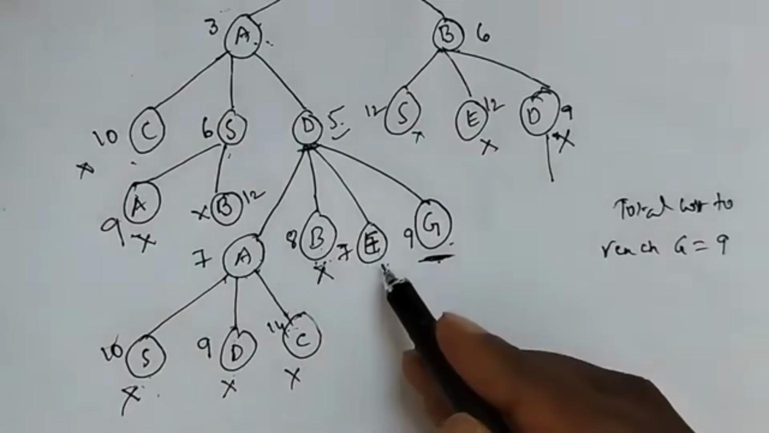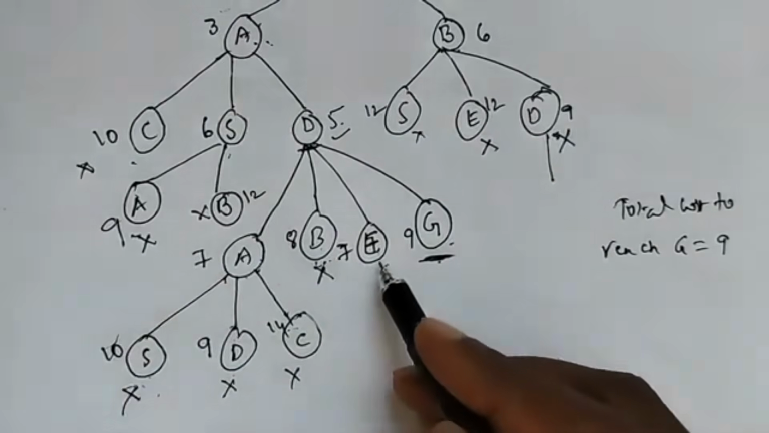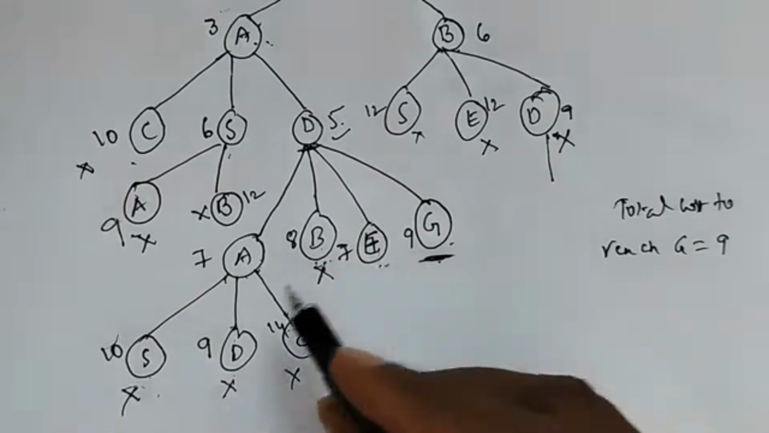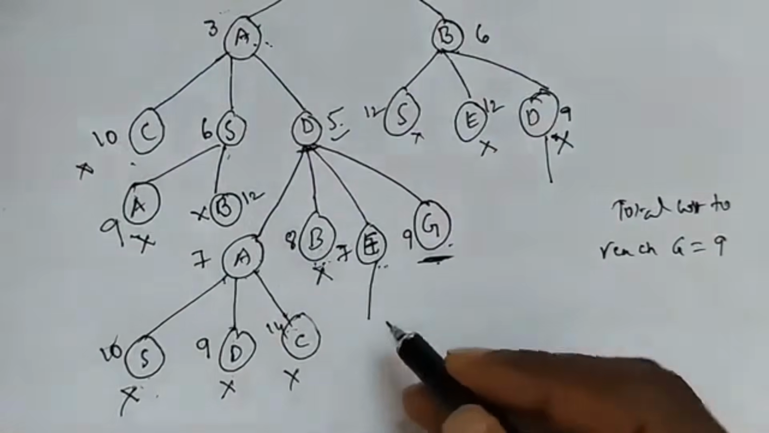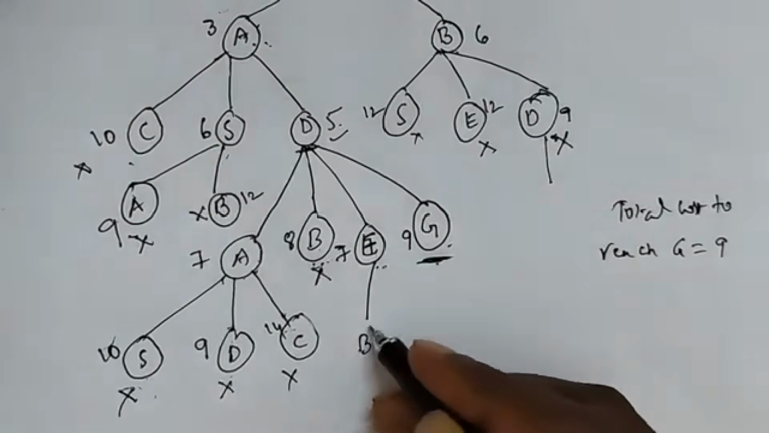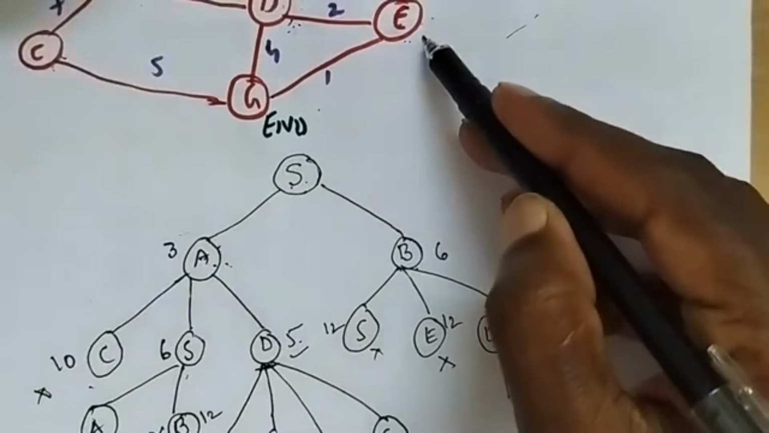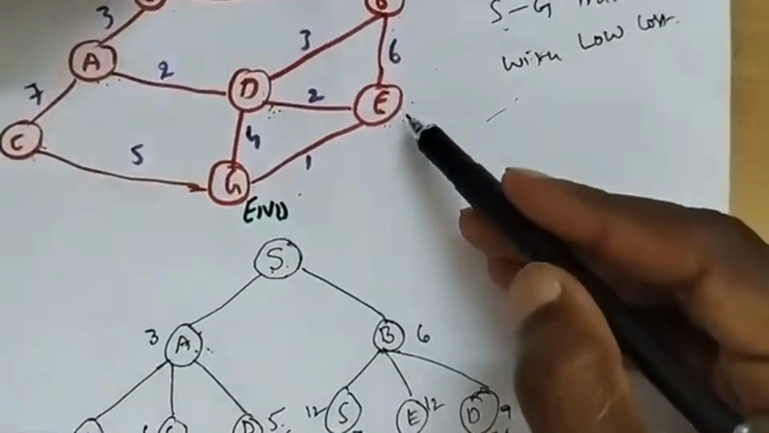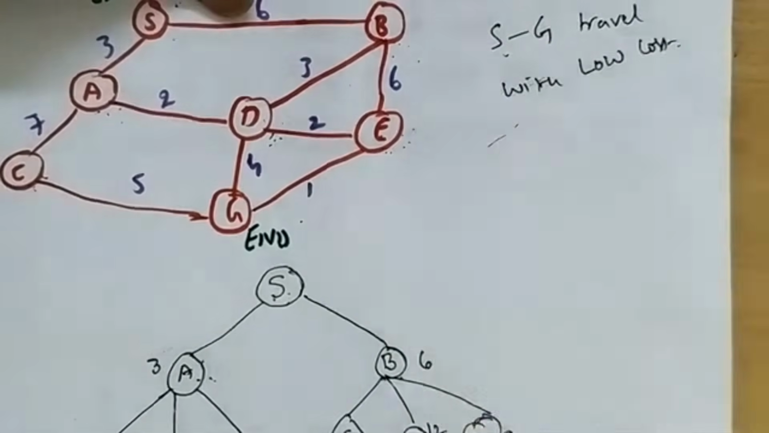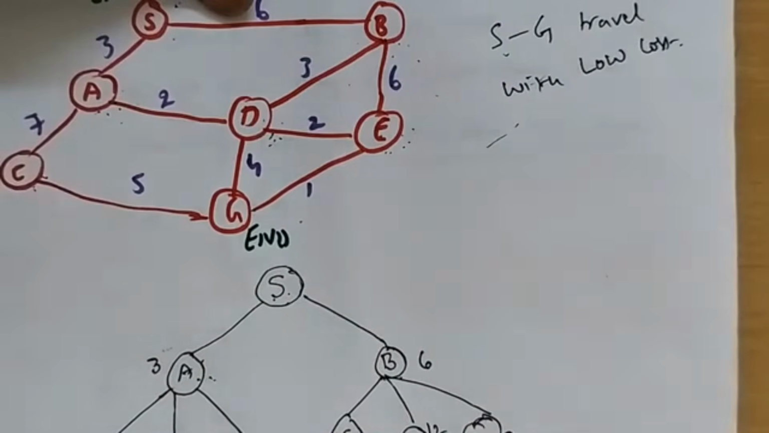And what about E? From E to G and D, we have 3 possibilities again. E to B: up to here E is 7. Again, if you go E to B, 7 plus 3 is 13. So it is also not possible.